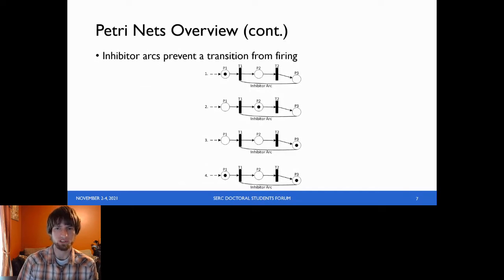One of the first extensions of Petri nets that we'll talk about is something called an inhibitor arc. An inhibitor arc prevents a transition from firing, even if all of the input places have tokens.